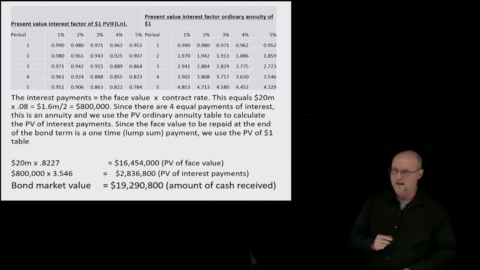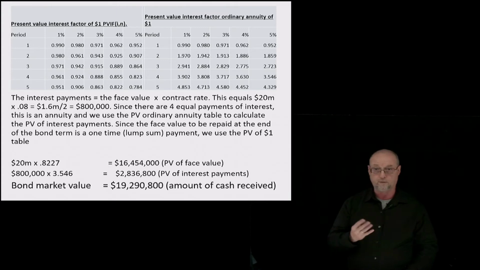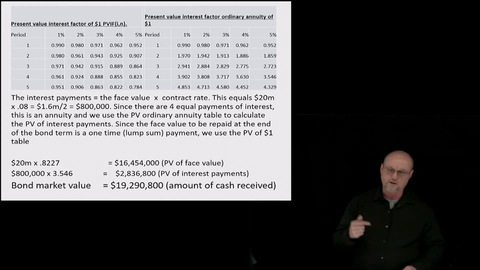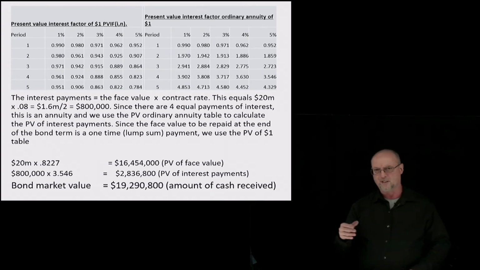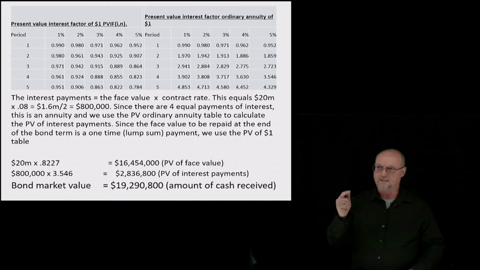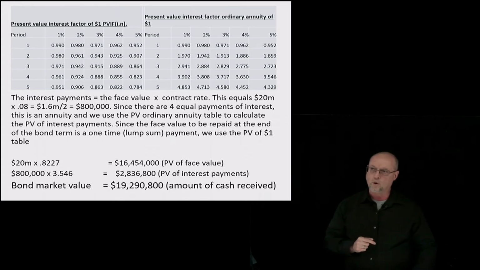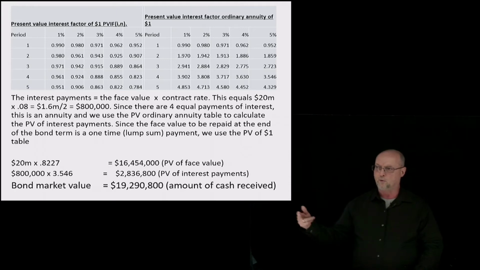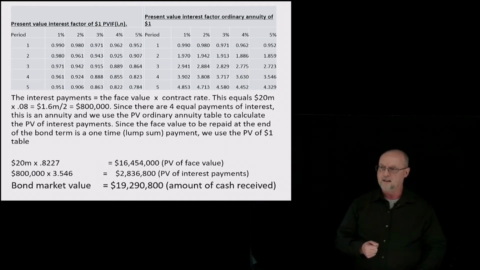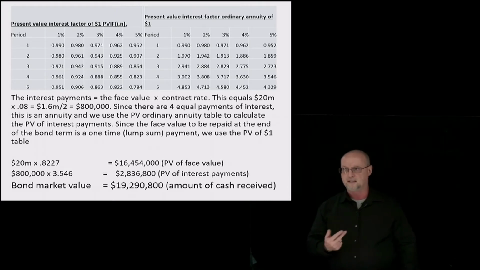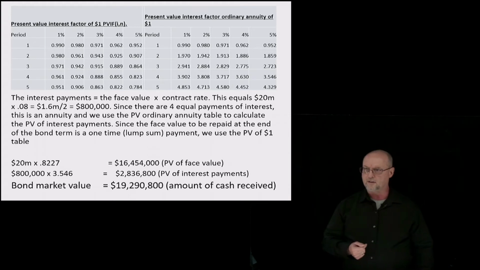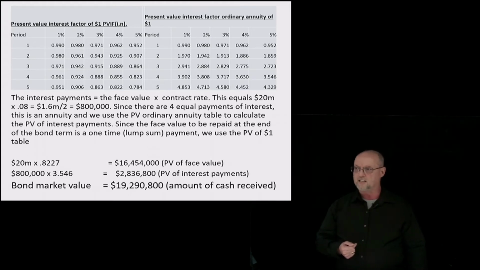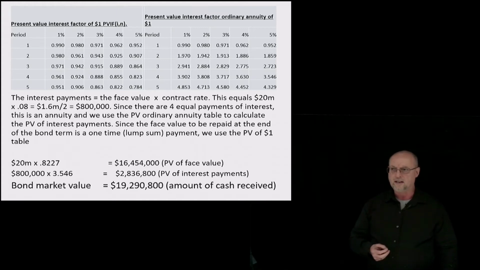So for the present value of one table, 5% column, 4th row for 4 periods, we see 0.823. And again, I used 0.8227 since when I was making these calculations, I was using a different table which went out 4 decimal points. And then for the interest payments, we go to the 5% column for an ordinary annuity table on the right, and the 4th row, and we see 3.546, which happened to be what I used the other time. The present value of 20 million discounted back 4 periods at 5% is 16,454,000. And the present value of the 4 interest payments discounted back 4 periods at 5% is 2,836,800. When we add them together, that gives us 19,290,800. And we call that the proceeds.